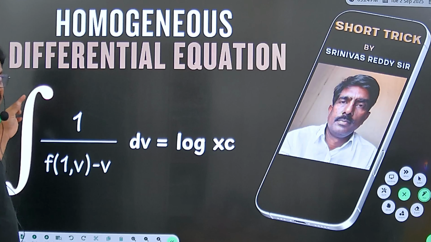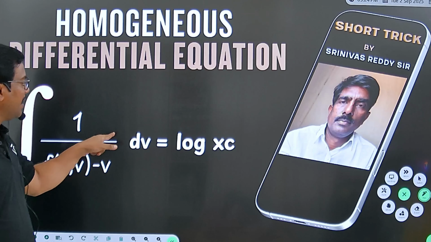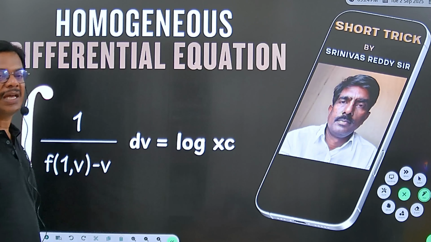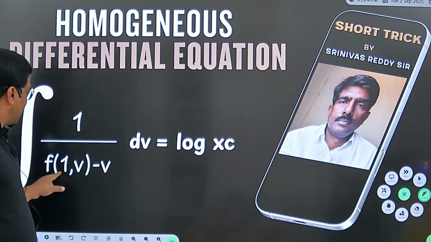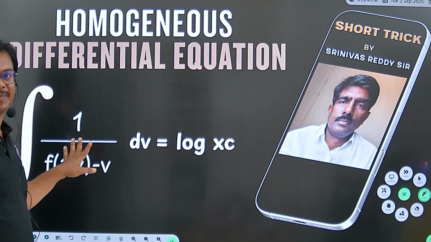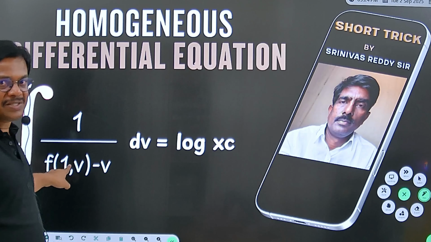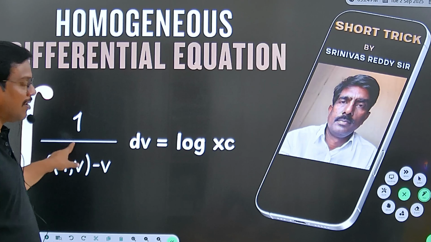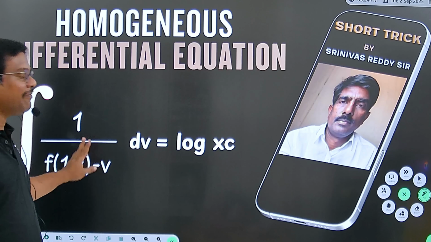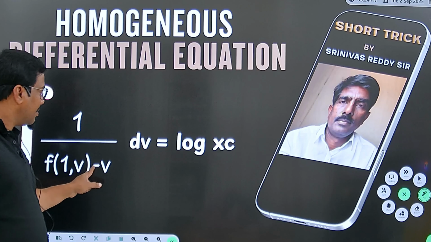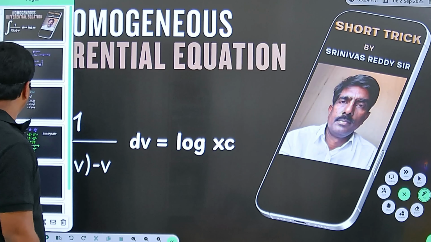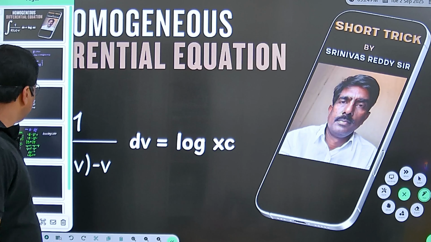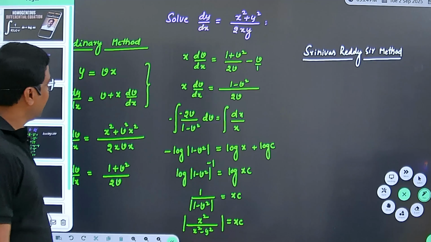Sir gave the final statement: integral 1 by f of (1 comma v) minus v into dv equal to log xc. It is the reciprocal of the function of 1 comma v. In place of x you have to write 1 and in place of y we have to write v, and then minus v also in the denominator part. Yes, let us try to solve this by the short technique.